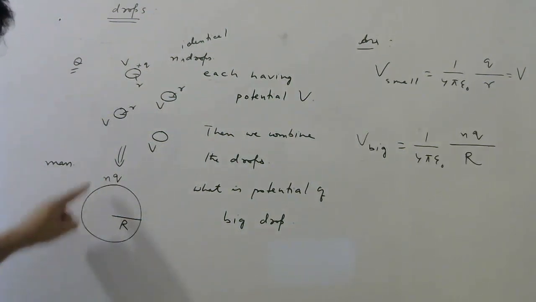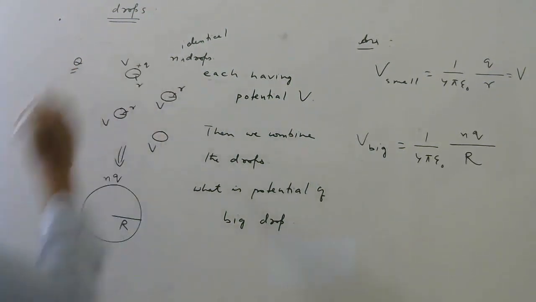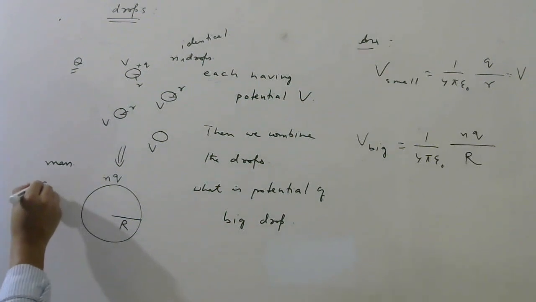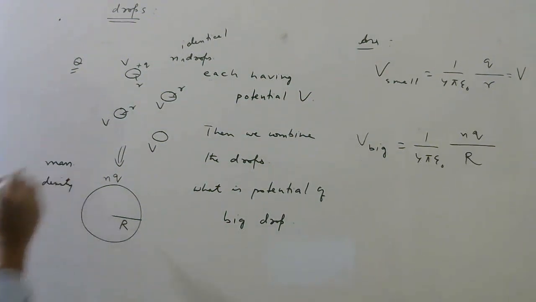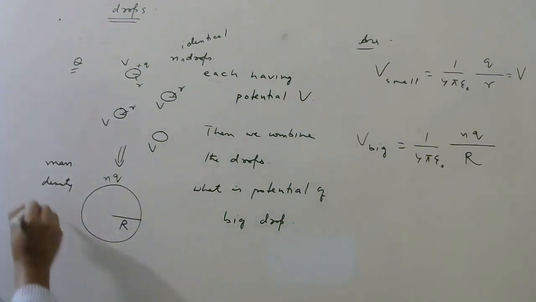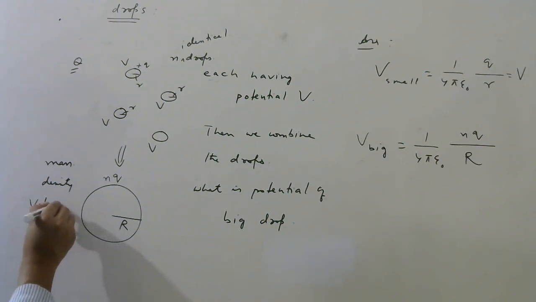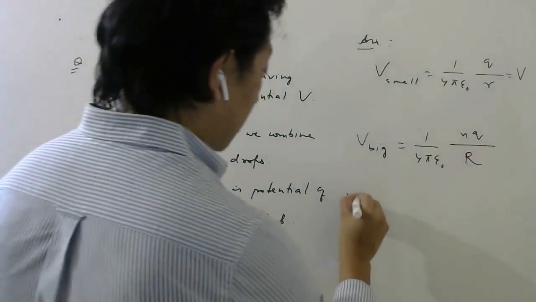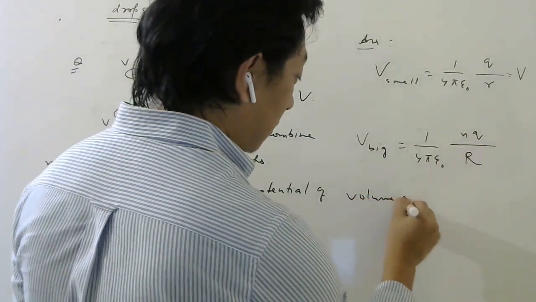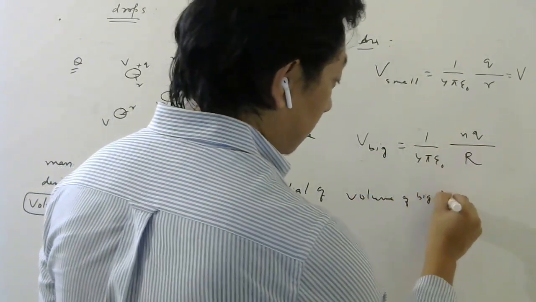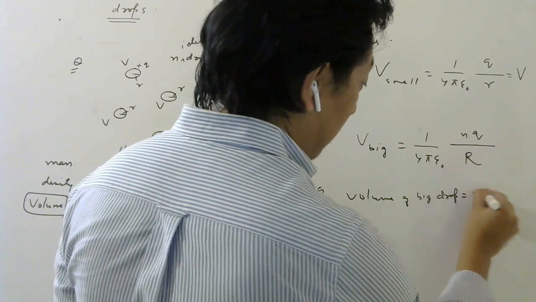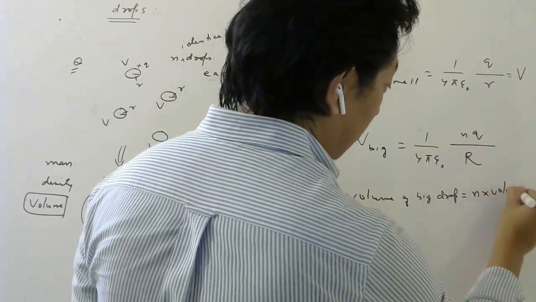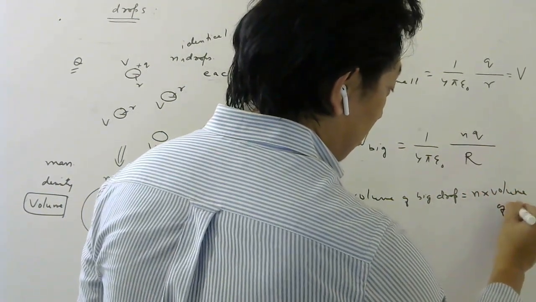So the mass of this should be the same as the total mass of these drops. So mass should be the same. Density is also the same because it is the same material. That means volume should be the same. Volume should be the same. That means the volume of the big drop must be n times the volume of the small drops.